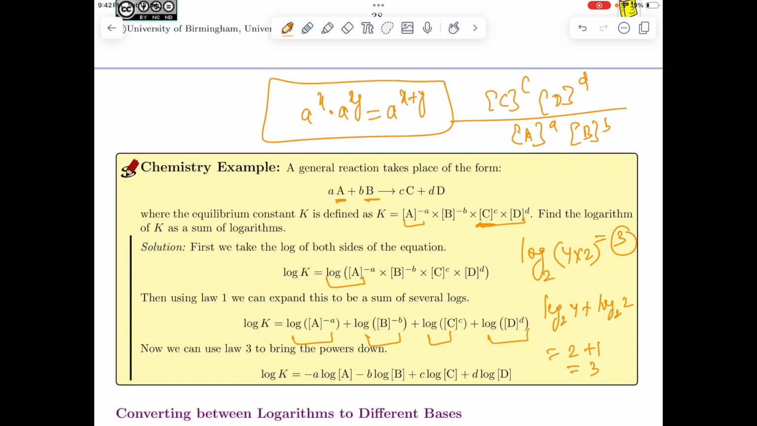Basically what's happening is it's mimicking the idea of exponentials. So a to the power x plus y is a to the power x into a to the power y. It's the same as this statement. And if you take log, we get nicely log k is c log C plus d log D minus a log A, minus b log B, and it looks more cool.